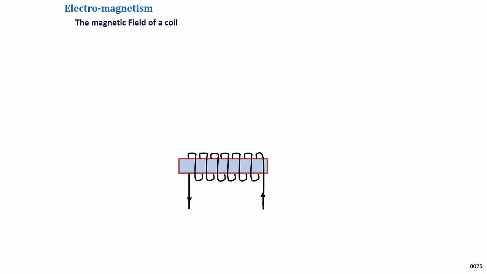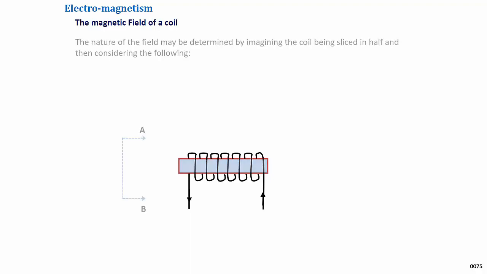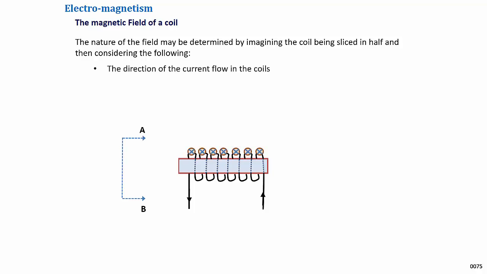One method to determine the nature of the magnetic field around a coil is to imagine slicing the coil in half along the axis shown, and then considering the following. The currents flowing through the ends of the coil shown on the A side of the section will all be going down, and the currents flowing through the ends of the coil shown on the B side of the section will all be coming up.